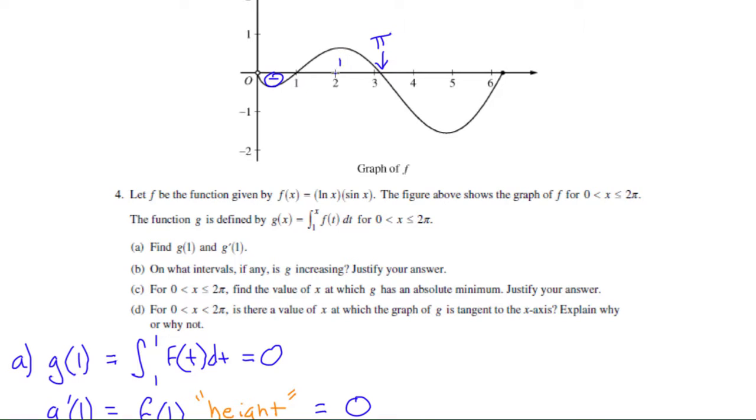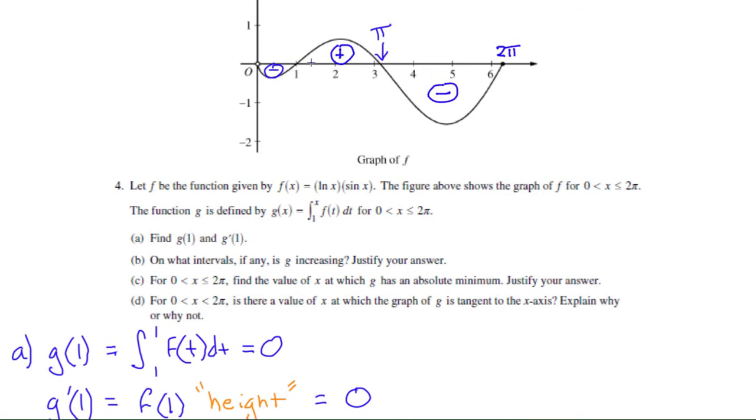So far, 0 can't be, 1 could be, pi can't be. Could 2 pi be a relative minimum or an absolute minimum? Yes, and in fact, it probably is because there's this giant negative area right beforehand.